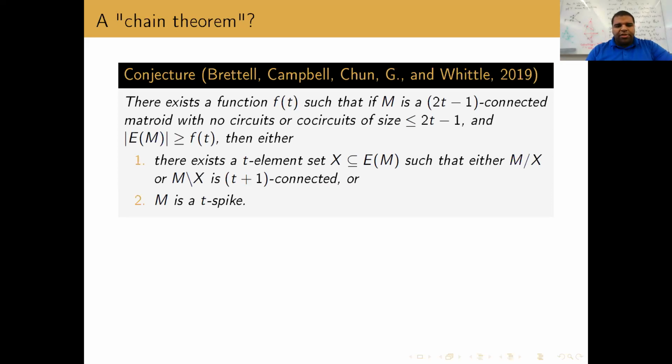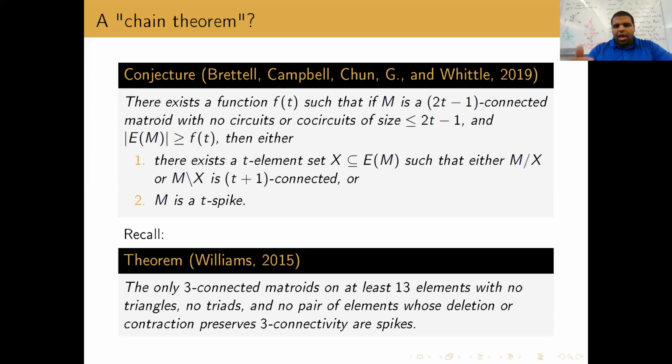And so recall this result by Williams, which proves this conjecture in the case where t is equal to 2. So if t is equal to 2, then 2t minus 1 is 3, t plus 1 is 3.